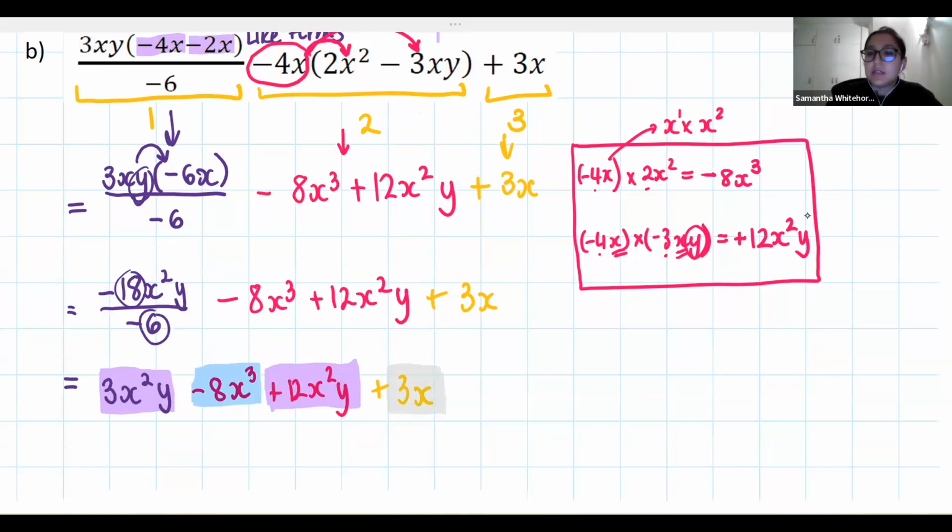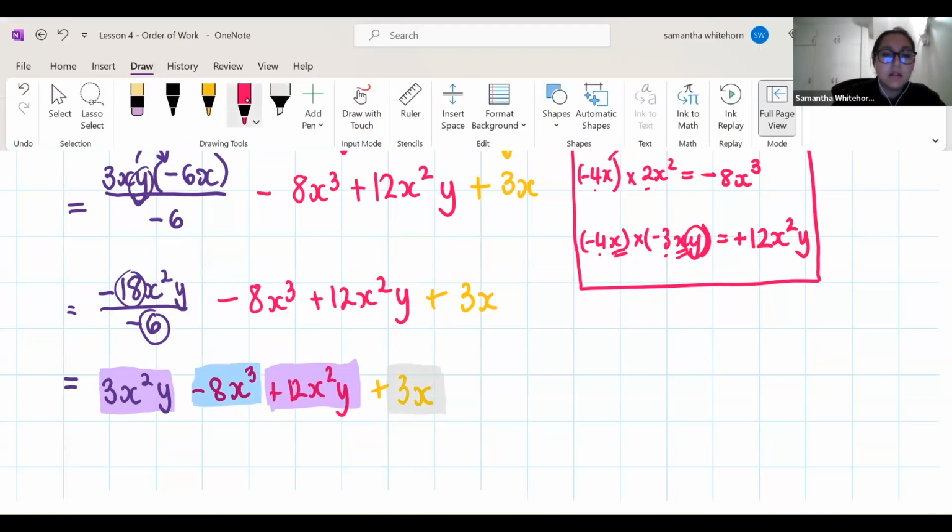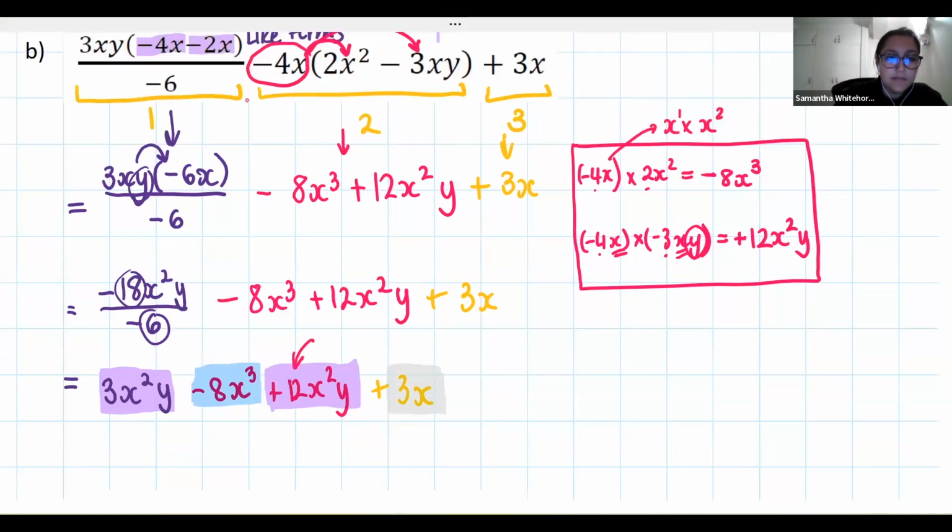Sorry, on the chat, Mikle, is it a 12 or a 6? I'm assuming you mean this over here. That is a 12x squared y, but if that's not what you mean, please let me know. It did go a bit weird, but it is a 12.